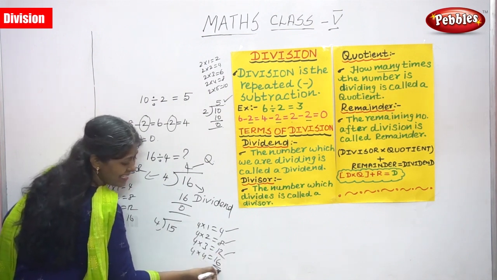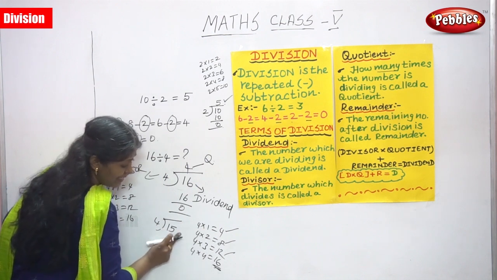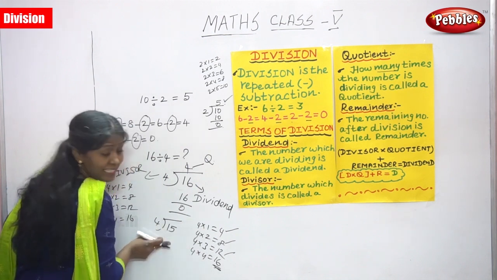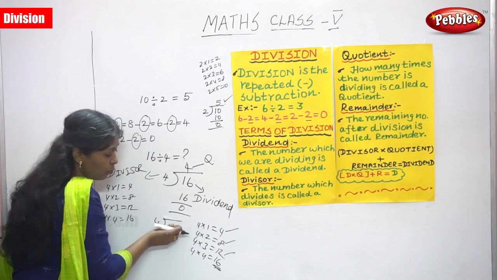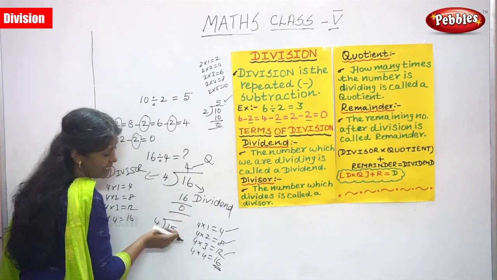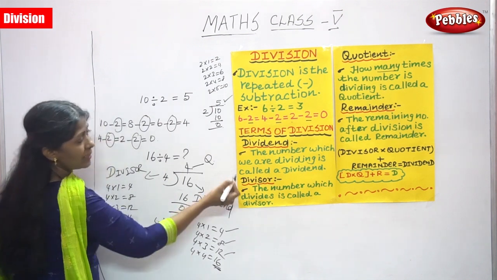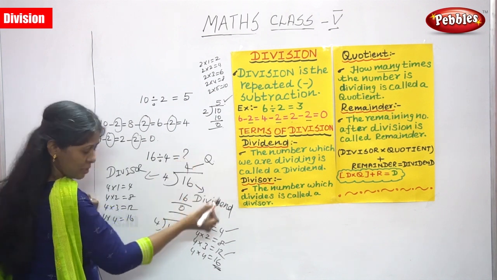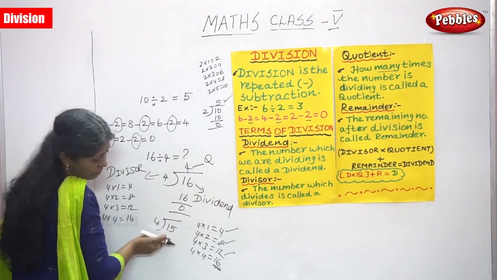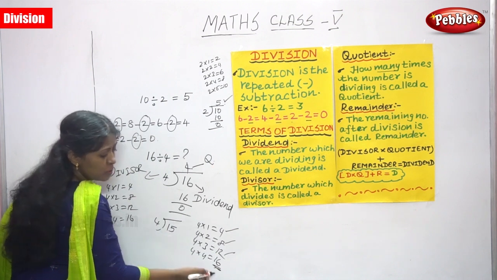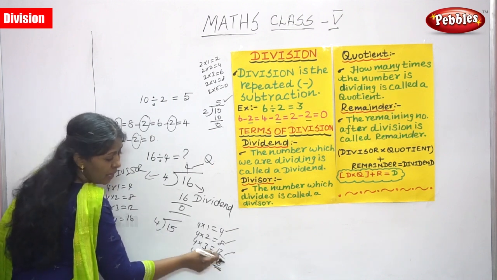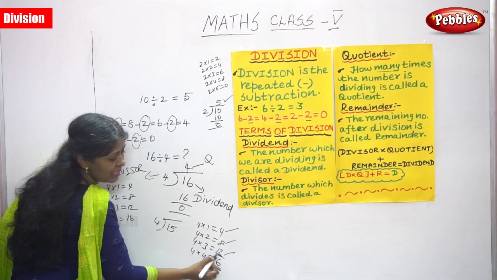But you can't write 16, because you have to write a number less than the dividend. What is the number that is given is called the dividend. I have told you, the number which we are dividing is called the dividend. So you always have to write a number less than 15 here. So 16 you can't write. You have to write less than 15. What number comes?